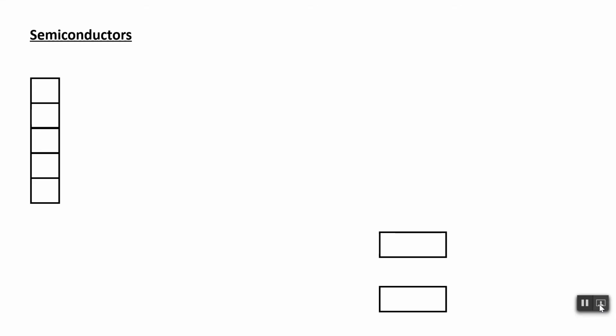All right, so I want to look at group four, and the reason that we'll look at group four is going to be hopefully obvious here in a minute, right? So group four is carbon, silicon, germanium, and then as we go down, we have tin and lead in the periodic table. So this is group four.